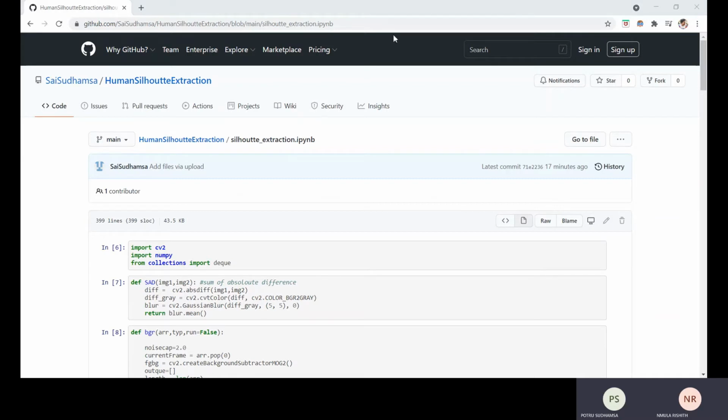Otherwise we do not, because if two frames are almost equivalent, then we would be doing background subtraction for redundant frames, and that would be very process intensive. The next step is background elimination, which is done in the function bgr.